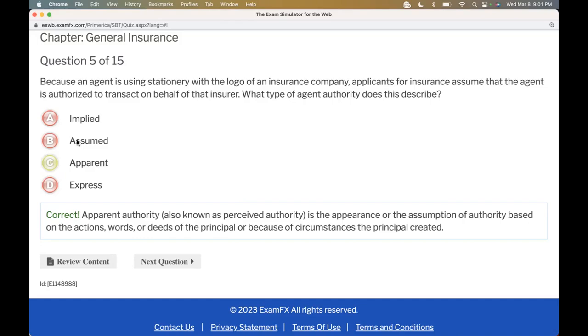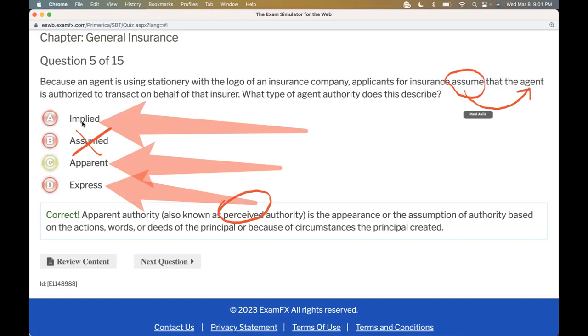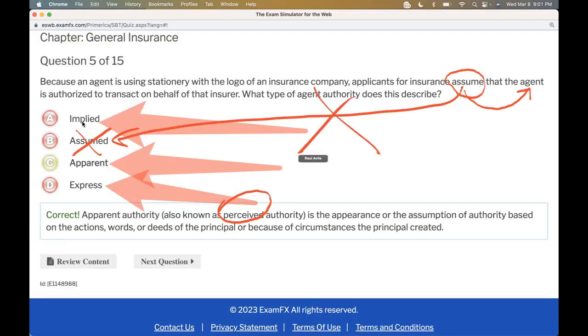There's 3 types, okay? There's implied authority right here. These are the 3 types of authority. Assumed authority is bogus. They just made it up. But apparent authority is also known as perceived authority, when applicants for insurance assume that the agent is authorized. So see, this is how it's tricky. They try to trick you, because the word assumed is there, but that's not a good connection to make, because assumed is bogus. They just made it up.